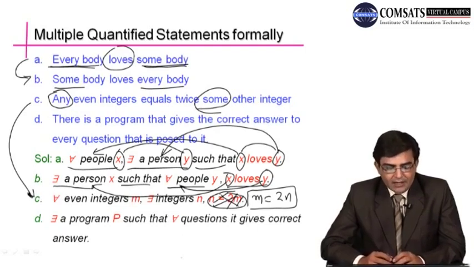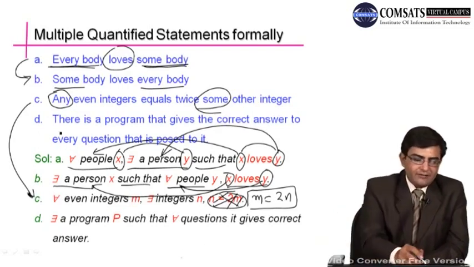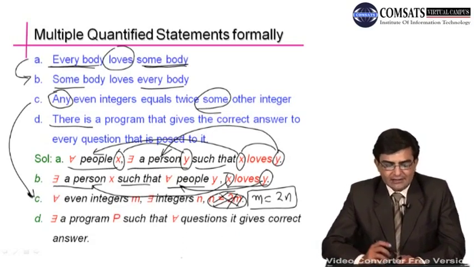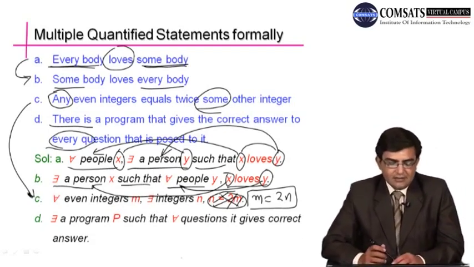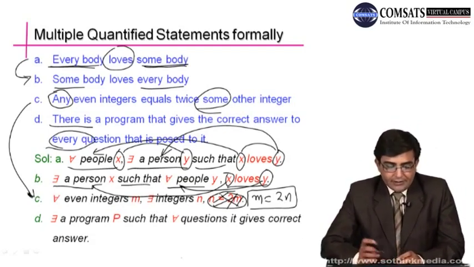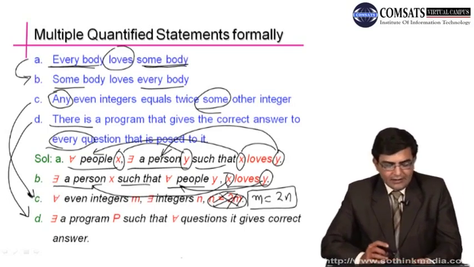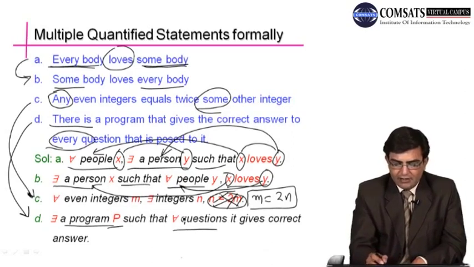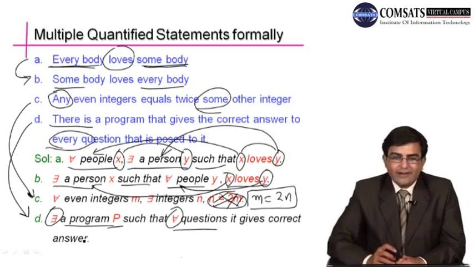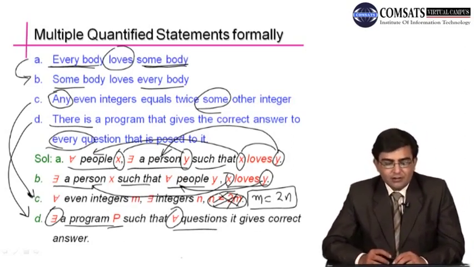Now in part D: there is a program that gives the correct answer to every question that is posed to it. Now here we have there is, so it will be used as an existential quantifier. Here we have every question, so this will be used as a universal quantifier, a universal statement. So this statement will be translated like this: there is a program P, where P is any program, such that for all questions it gives the correct answer. So this is the formal version of the statement in D.